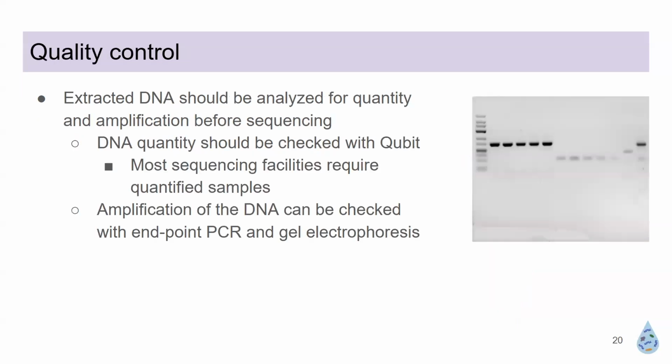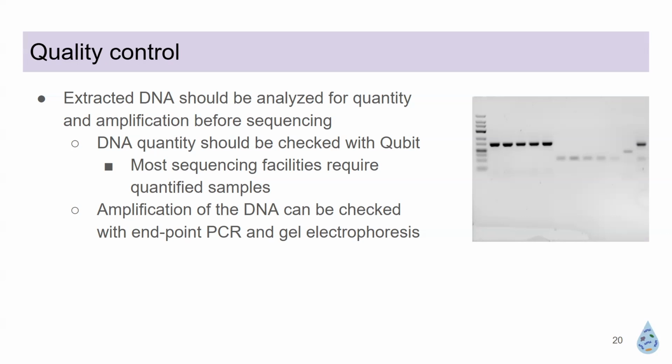So after you extract your DNA, you should really check your DNA for quantity and amplification before you send it for sequencing. So the quantity should be checked with a Qubit fluorometer. We have one in the room, and it's part of the sequencing protocol. So if you get to that station, feel free to check it out. Most sequencing facilities actually require you to quantify your samples before you send them. So this is kind of like you have to do it.